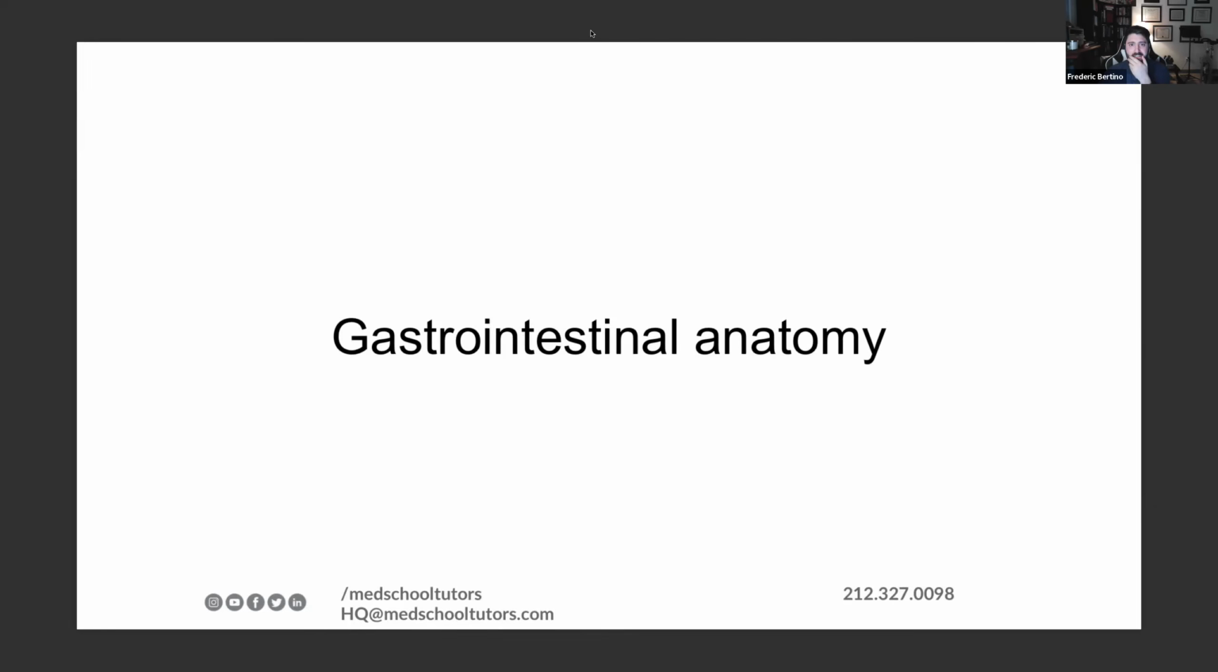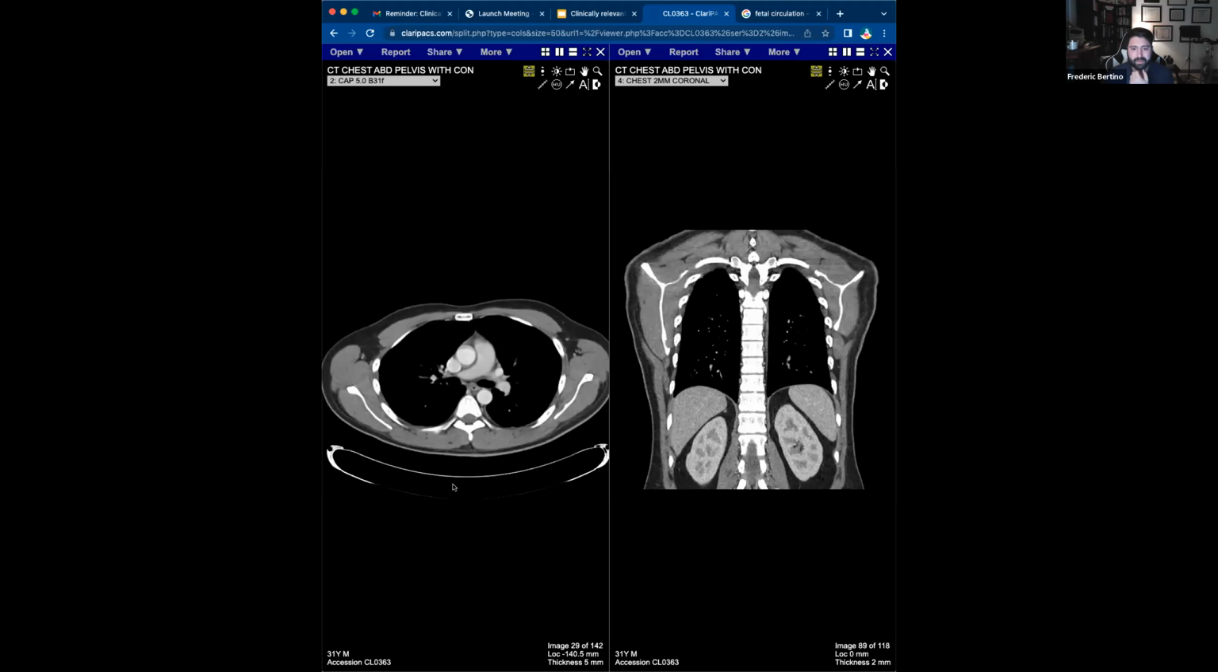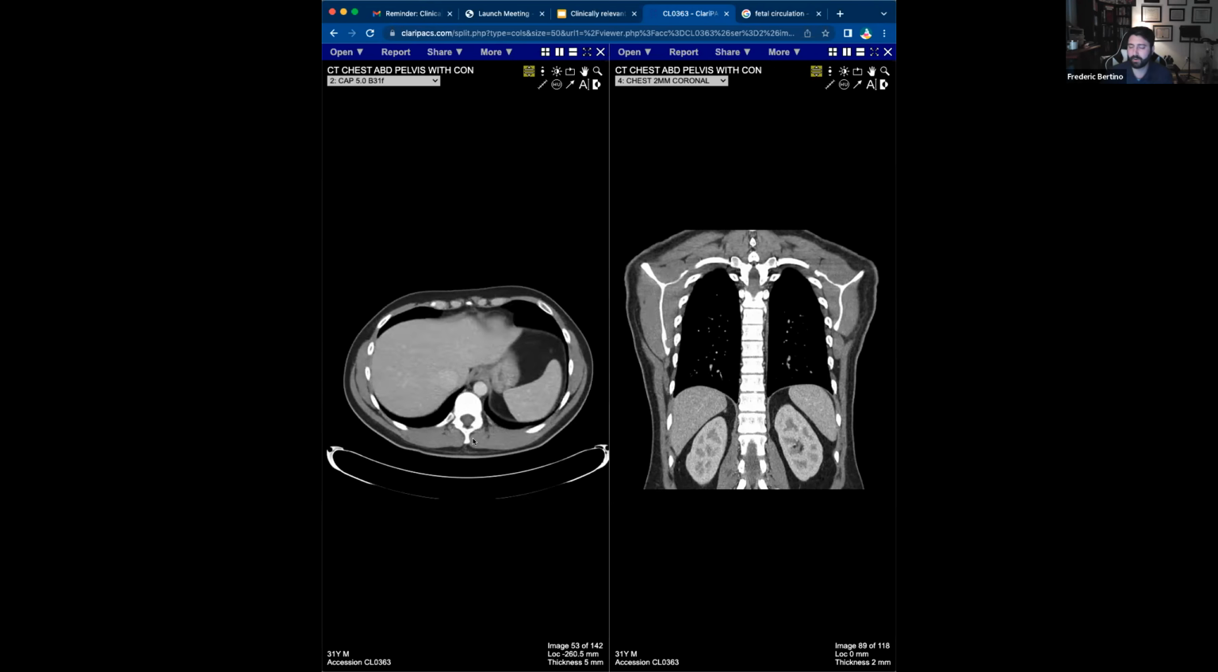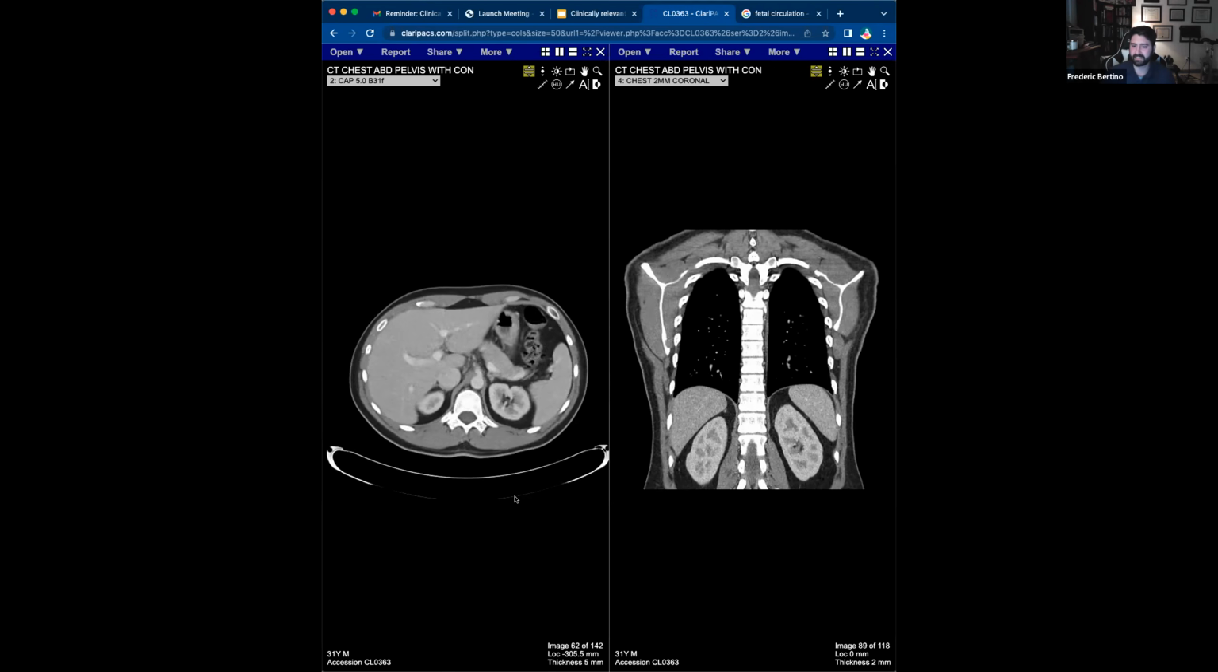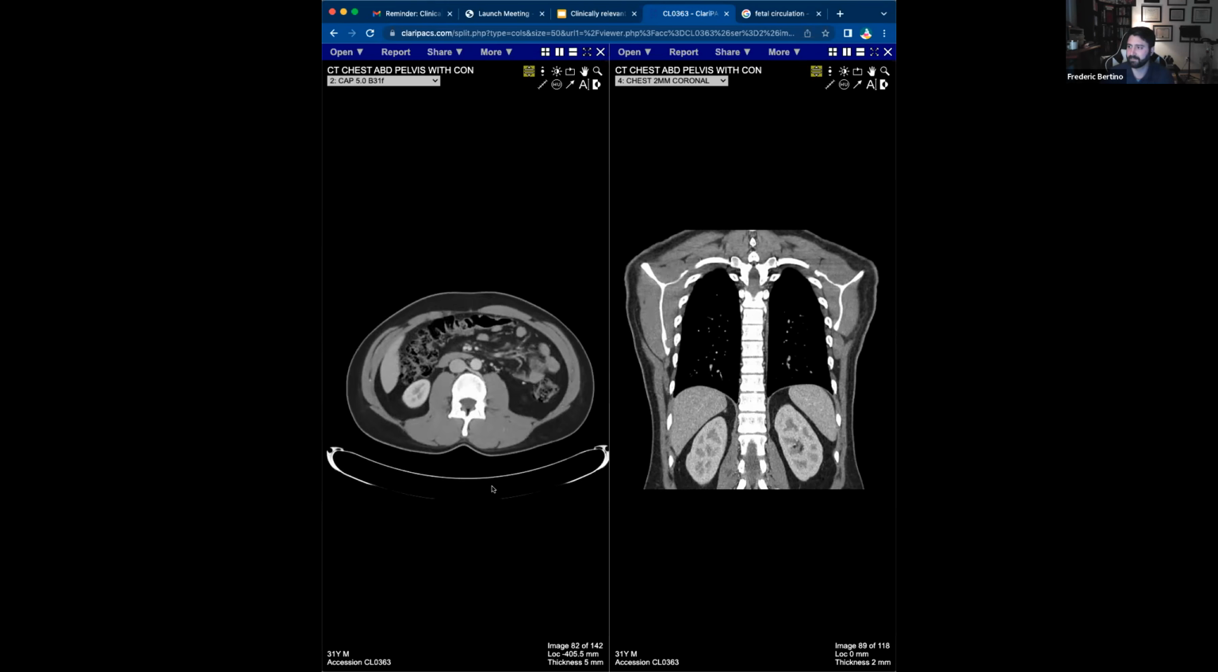Absolutely. So let's pivot here. We're going to go back to our CT scan, which is going to be this guy. Are we back? Can we see this? Yes, perfect. Fantastic. And we're scrolling here. So let's go under the diaphragm now and investigate our abdominal pelvic structures.